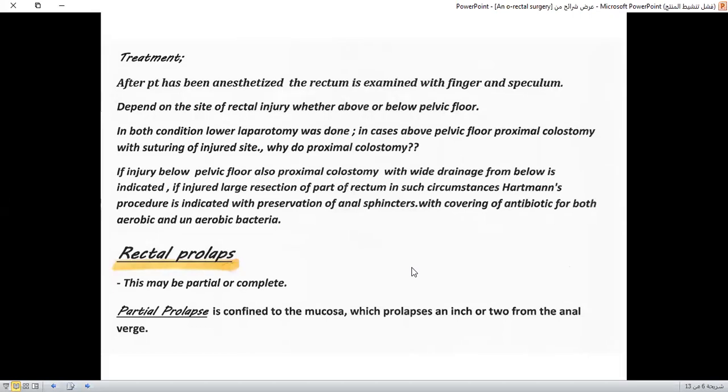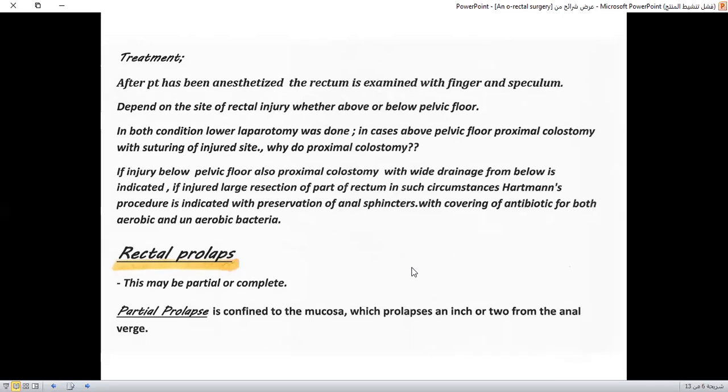The rectum is examined with the finger and with the speculum, depending on the site of rectal injury, whether above or below the pelvic floor. Is the injury intraperitoneal or extraperitoneal? In both conditions, lower laparotomy is done. In cases above the pelvic floor, proximal colostomy and suturing of the injured site.